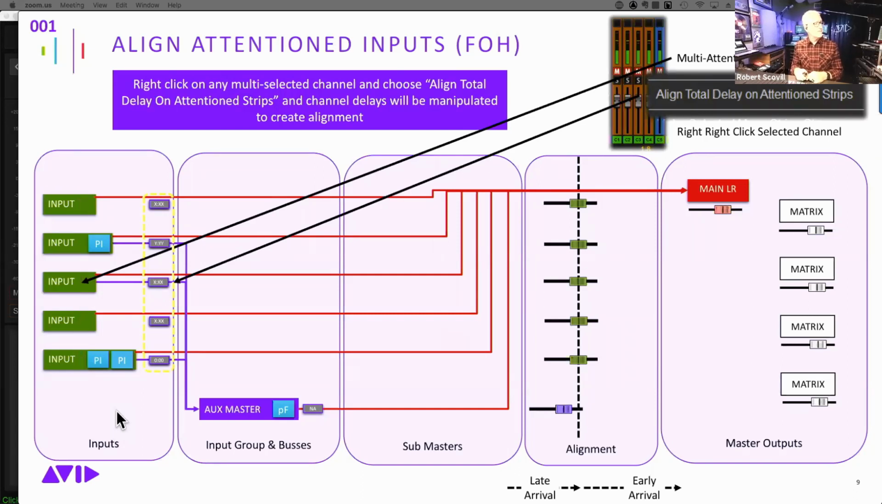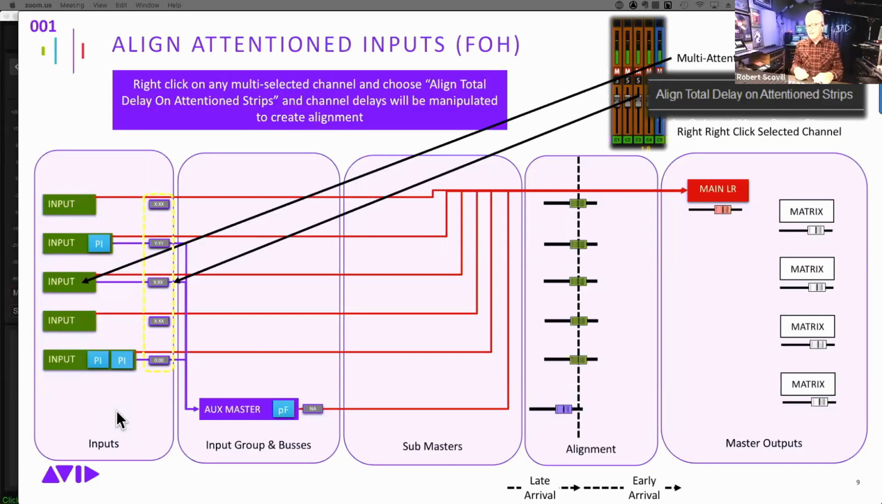So this is just a set of inputs. Keep in mind, you would not want to do the aux master here because, for one thing, you couldn't multi-select inputs and an aux master, so there is that. But in this situation, once you align these, they will all be aligned to the aux master anyway because they're post-fader, right? So keep in mind this is a one-time process.